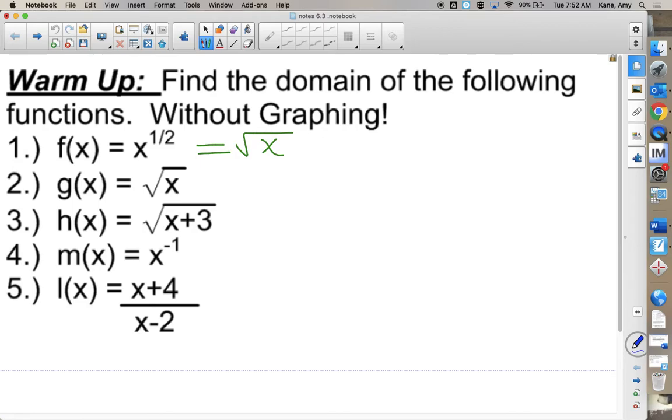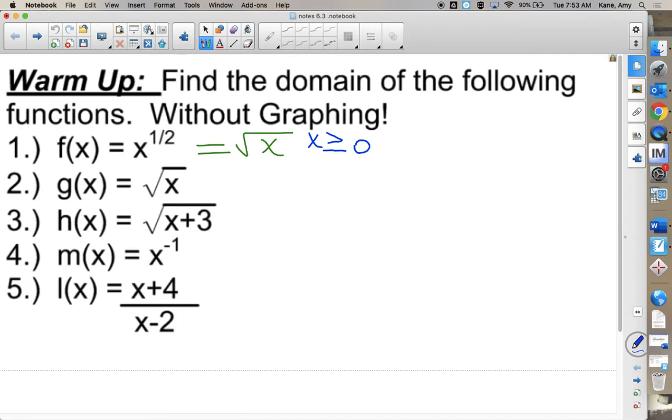What else besides equal to 0, Jack? Besides equal to, what kind of numbers can't you take the square root of? Negative numbers. So it has to be greater than or equal to 0. So whatever's underneath the square root, in this case it's just x, x must be greater than or equal to 0.